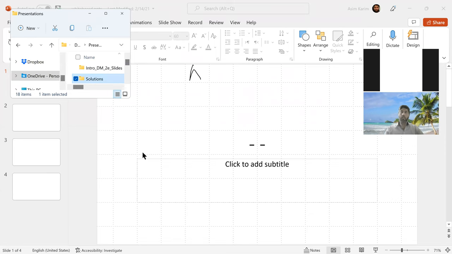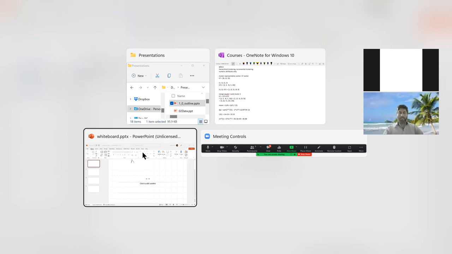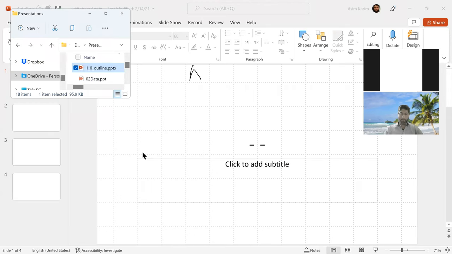What's that? Actually, this computer is quite slow. I think I uploaded these solutions on LMS last time.